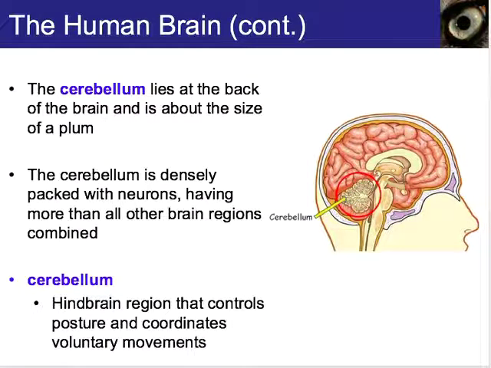The next is the cerebellum. That lies at the back of the brain. It's about the size of a plum, and it's shown here. It's densely packed with neurons, and it's really important for controlling your posture and also voluntary movements. So that's movements that you make in your body. Like you think about moving your hand, and you move your hand.